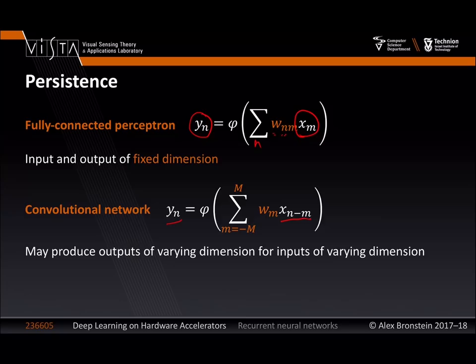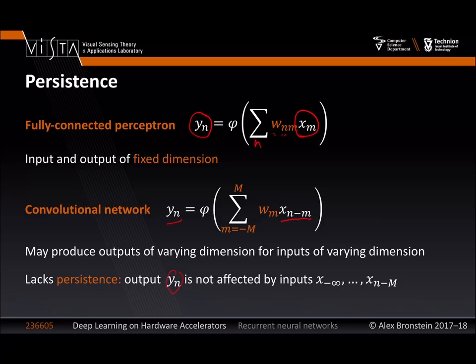What is unnice is that the output y_n depends only on some small number of input samples. For example, it doesn't depend on the inputs from minus infinity to n minus capital M, which is the size of what is called the receptive field of this convolutional layer. If I want to add some sort of persistence, if I want, for example, my model to be able to adapt to very long-term context of my information, and I will show you some examples, for example, in language processing, then I probably need some different tool.